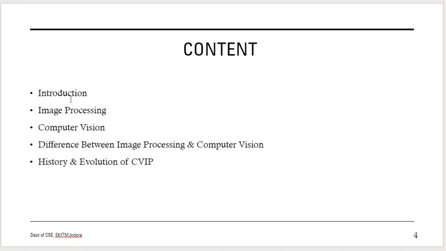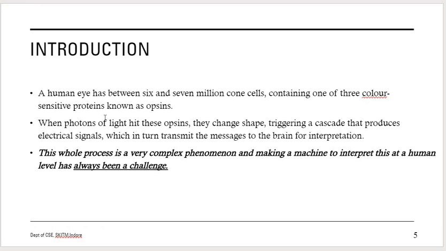In my session I will be discussing what image processing and computer vision are, the difference between them, and how they come into the picture. As we all know, the human eye has between 6 and 7 million cone cells containing one of three colors, with light-sensitive proteins known as opsins. When a photon of light hits these opsins, they change shape and trigger a cascade that produces an electric signal, which in turn transmits the message to the brain for interpretation.